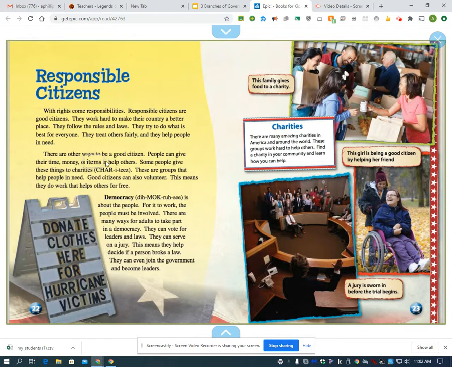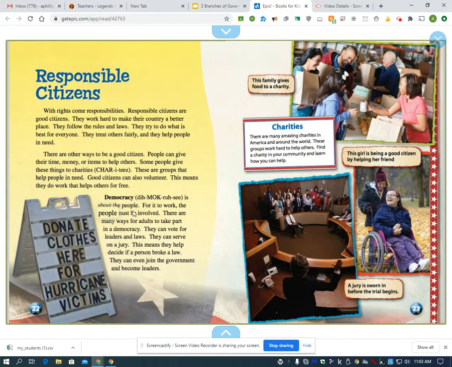There are other ways to be a good citizen. People can give their time, money, or items to help others. Some people give these things to charities. These are groups that help people in need. Good citizens can also volunteer. This means they do work that helps others for free.